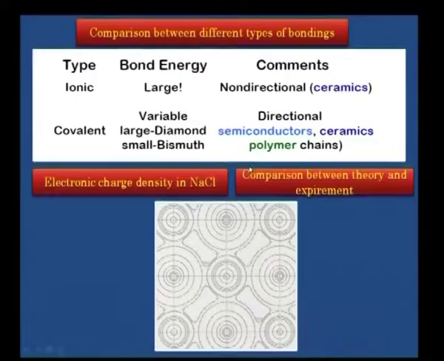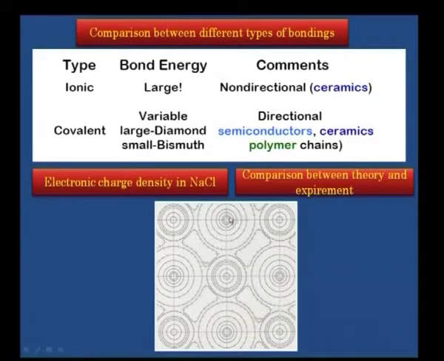On the other hand, you go to ionic bonding. In ionic bonding, you do not have the directional dependence, right? Because an electron is completely transferred, you have all the electron cloud associated with chlorine or sodium. Therefore, sodium atoms here and chlorine here, the electron density clouds are present like this. Here, the electronic charge density is non-directional.